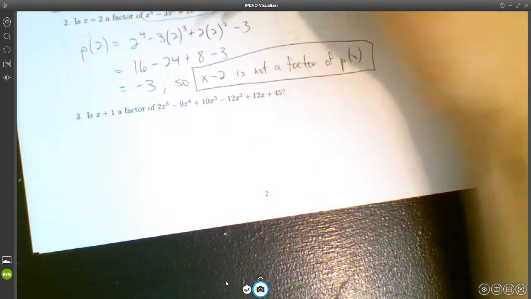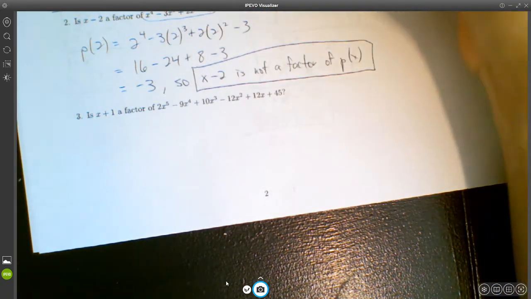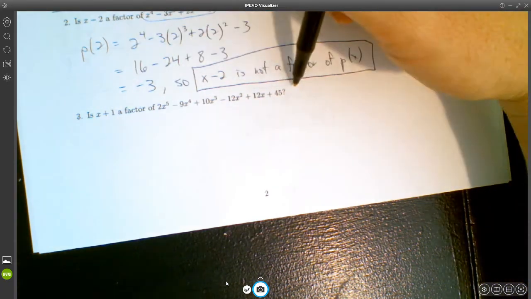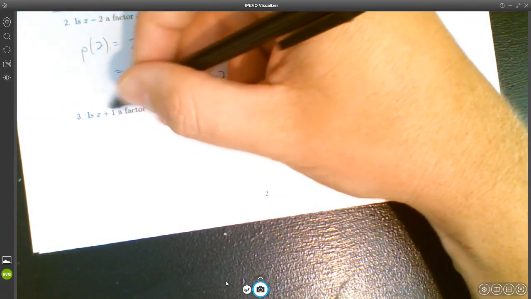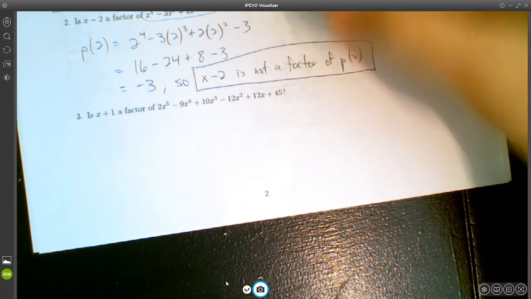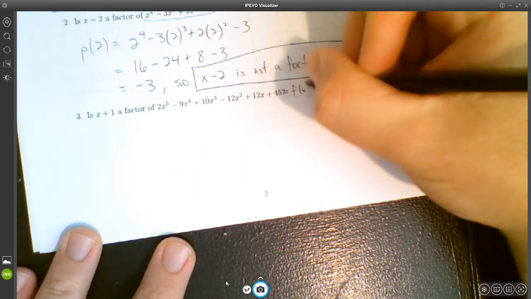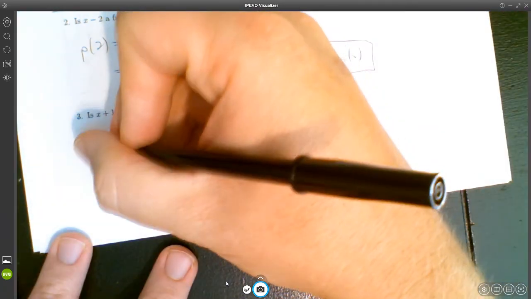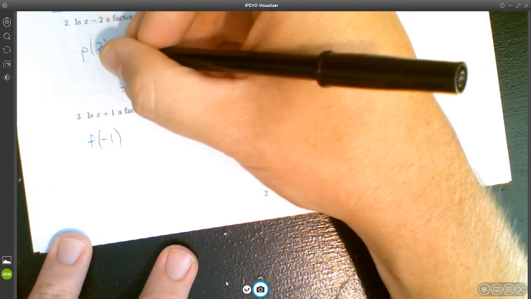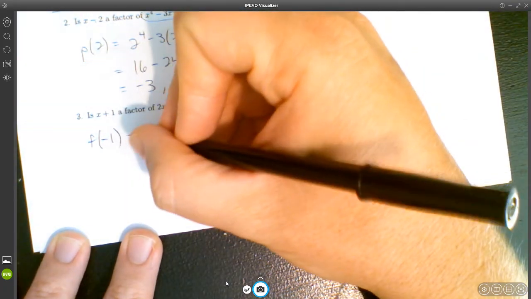Is x plus 1 a factor of this nasty thing? Same idea. If x plus 1 is a factor of this, then negative 1 should be a 0 of this polynomial. So let's see if it is. Again, I'm going to call this polynomial f of x. So I want to look at f of negative 1. Be sure to change the sign. Negative 2 changes to positive 2, positive 1 changes to negative 1. But I want to see if f of negative 1 is 0.